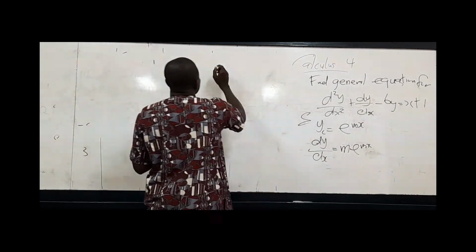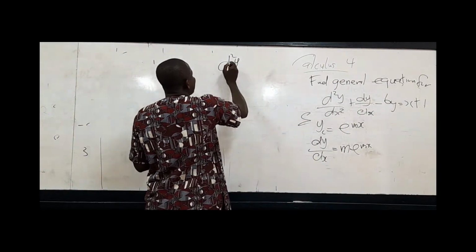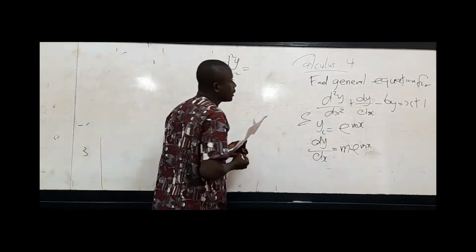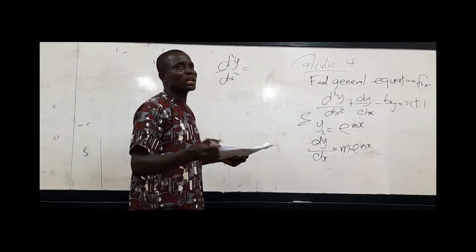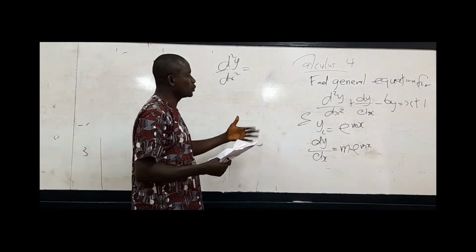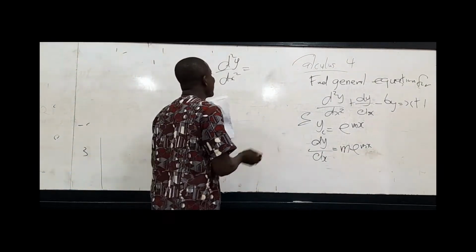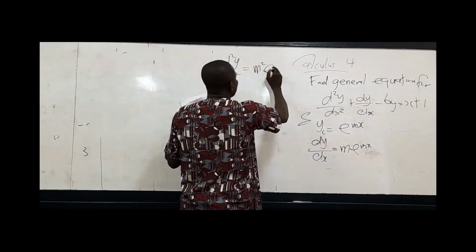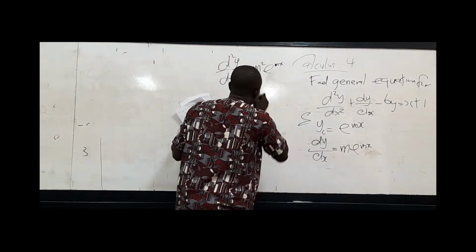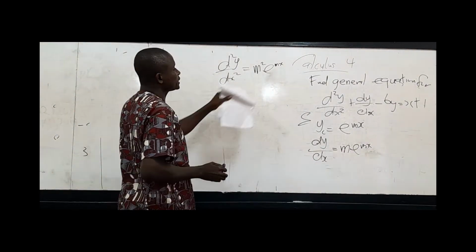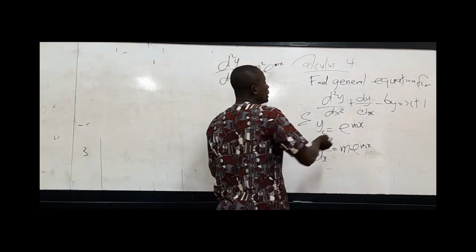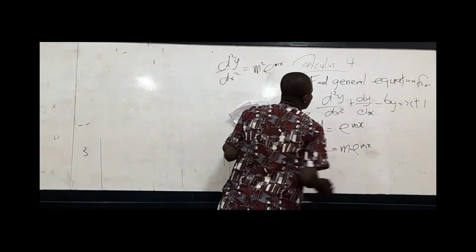Then we have d squared y over dx squared. I hope you remember I taught you about the second order differential. So that's how we are differentiating it again, and that will be m squared e^(mx). Okay, so we are going to slot it into this one. But remember that for the complementary function, you equate this to 0.